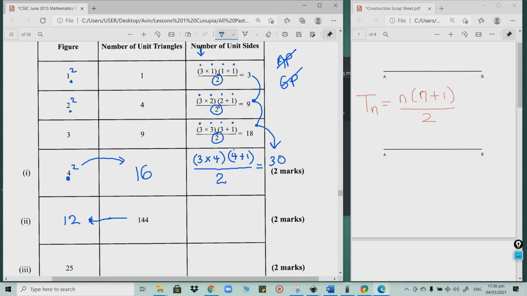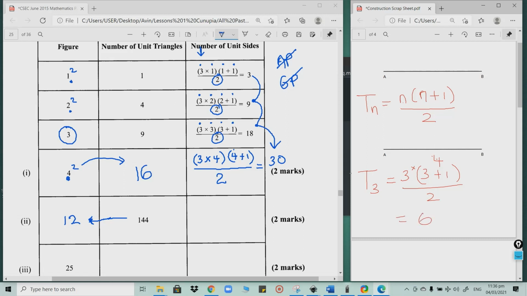If we wanted to find the amount of sides when n is 3, that is what? We're assuming n is how much? 3. So we're going to replace all the n's with 3 and then divide it by 2. 3 plus 1 is 4. 4 times 3 is 12. 12 divided by 2 is 6.